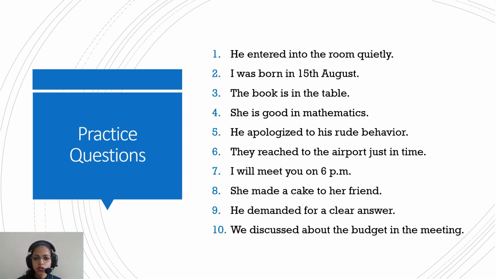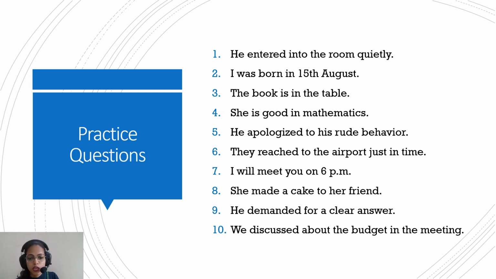"The book is in the table." Of course not. The book is on the table, because when we are referring to something kept on a surface, we use "on". "She is good in mathematics." No, she is good at mathematics. Somebody is good at something. "He apologized to his rude behavior." It's not like he's apologizing to the behavior. He apologized for his rude behavior.